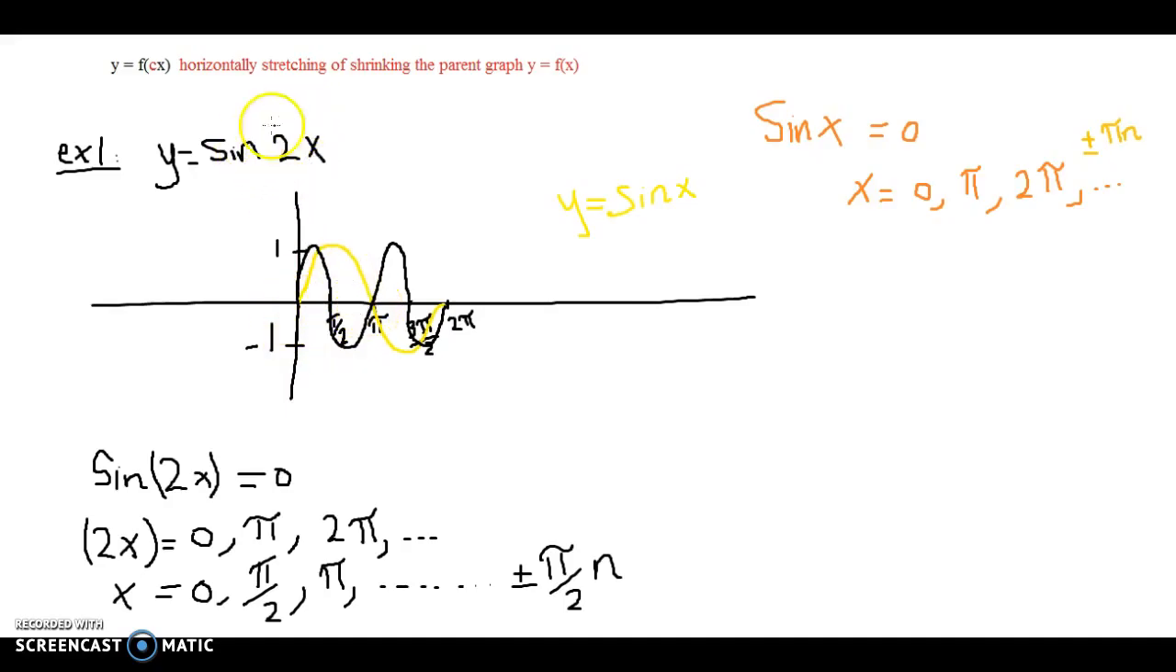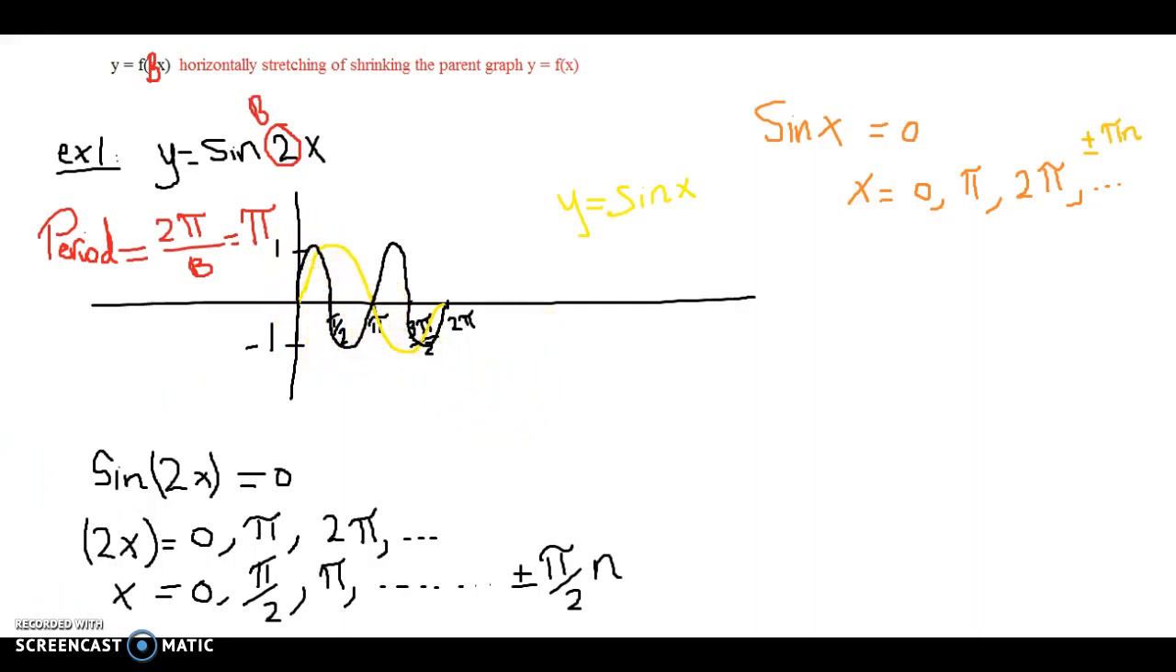Now that coefficient, we'll call it b from now on. So instead of c, we'll say it's the b value. So we'll say that the period is now pi, because it's 2 pi divided by 2, where 2 is b, and so we get pi for the period. And if we look at the graph, you'll see it very clearly.